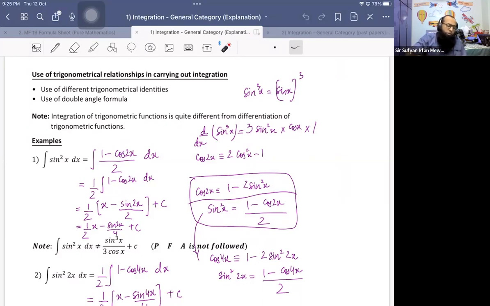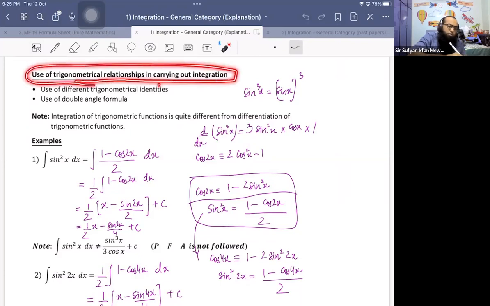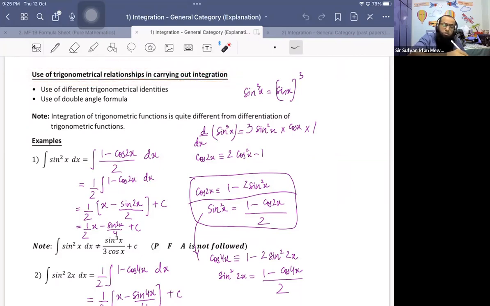Okay, so today, inshallah, we are going to cover the remaining explanation of the integration general category. The first aspect that we have to cover mainly is the use of trigonometrical relationships in carrying out integration. This is one of the bullet points in your P3 syllabus, and I have used its heading over here. Use of trigonometrical relationships in carrying out integration.